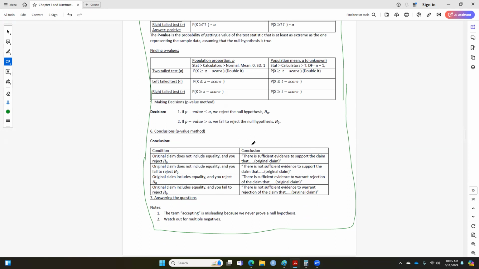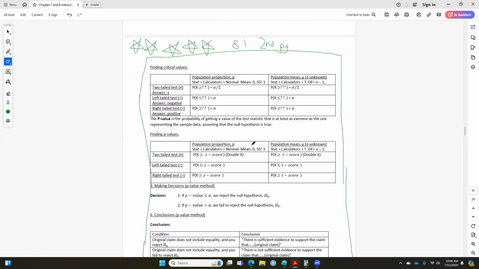I don't want you to memorize it, but I want you to make sure you know how to apply it. That's what is super important here.